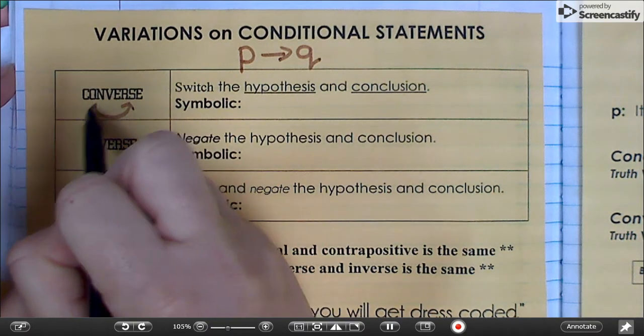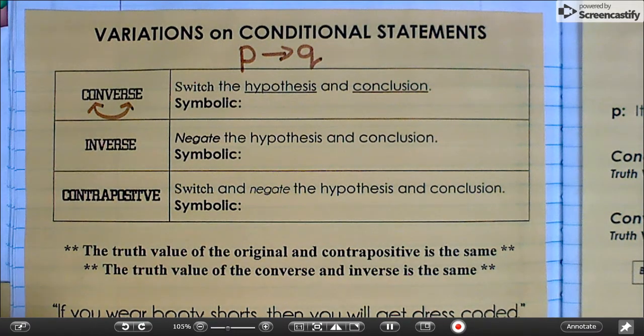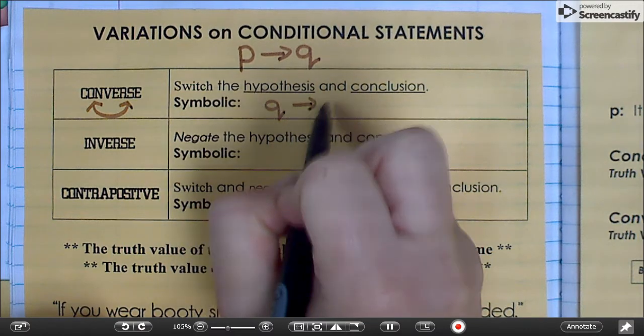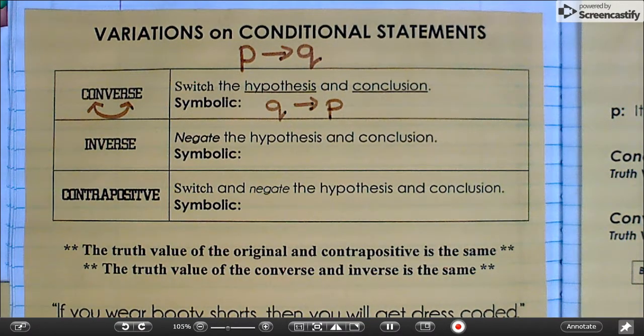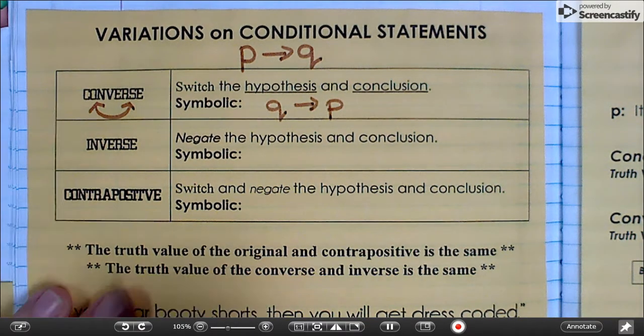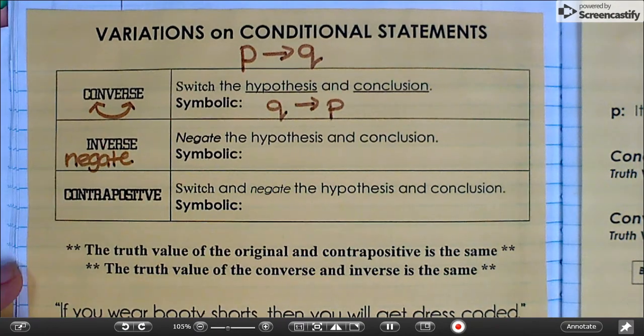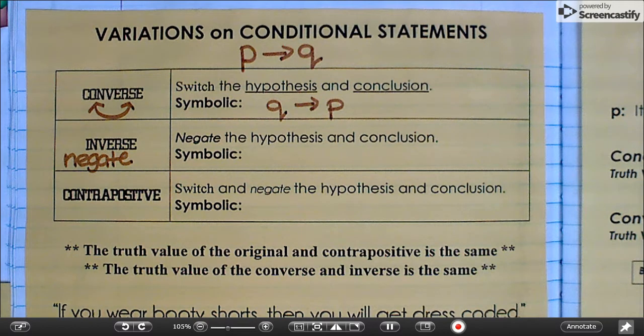Converse switches the hypothesis and the conclusion. So instead of if P then Q, it would be if Q then P. That is the converse. The inverse negates it. Negate is part of negative, so it just makes them negative, or the opposite of what they were. If it was I am happy, then negate would be I am not happy. If it was I am not hungry, negate would be I am hungry.